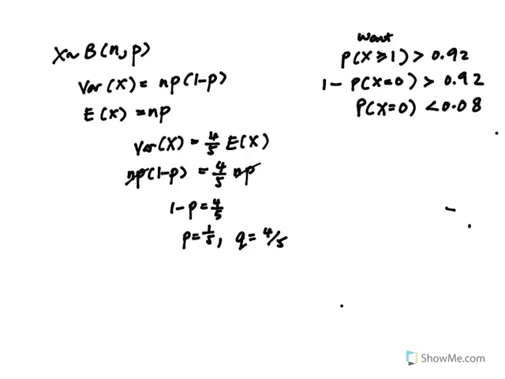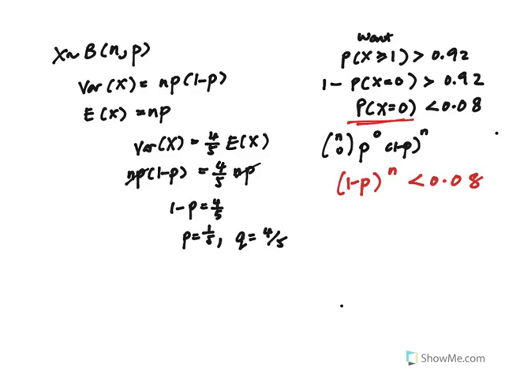Observing this, if we use the binomial formula, this is n choose 0, times p to the power of 0, and then (1 - p) to the power of n. So it's just (1 - p) to the power of n less than 0.08. 1 - p, as we know, is just 4/5. So it's (4/5) to the power of n less than 0.08.